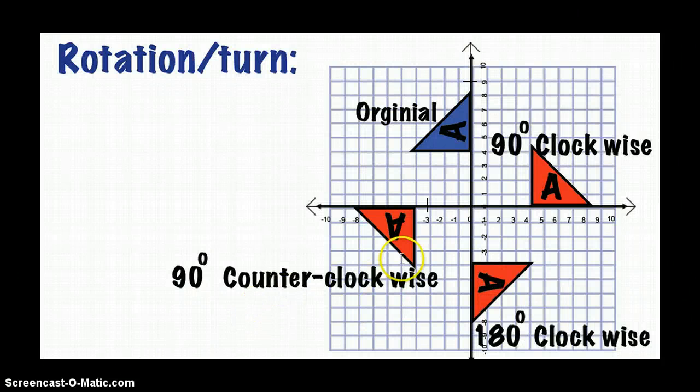So here's a good example. If we have our original shape up here in quadrant 2, and we want to rotate it 90 degrees clockwise, we're going to turn it this way. It's going to end up in quadrant 1. If we want to rotate it 90 degrees counterclockwise, it's going to come down here to quadrant 3. If we want to rotate it 180 degrees, it's going to end up down here in quadrant 4. Now, if you want to rotate it 180 degrees, it really doesn't matter if it's clockwise or counterclockwise. It should end up in the same place.